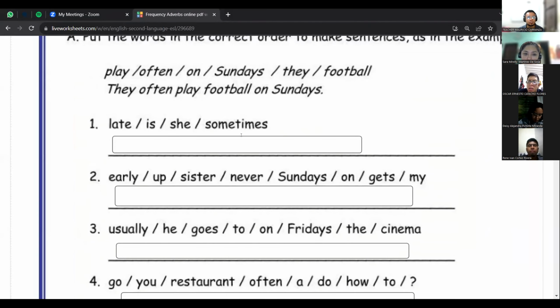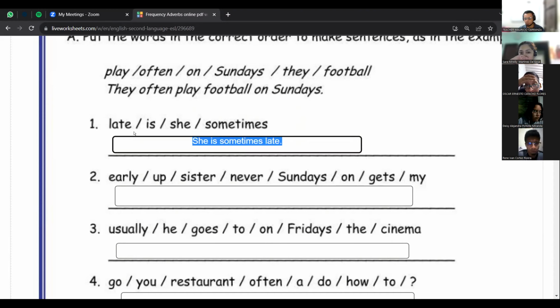It says late is she sometimes. She sometimes is late. Okay, one more time. No, she is sometimes. Aha, yes. She is sometimes late, right? Remember when you use verb to be, the frequency adverb goes after verb to be.